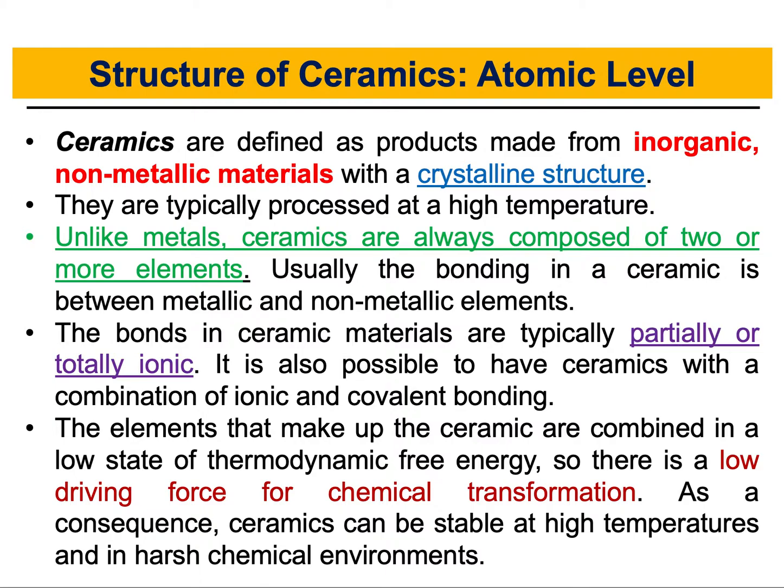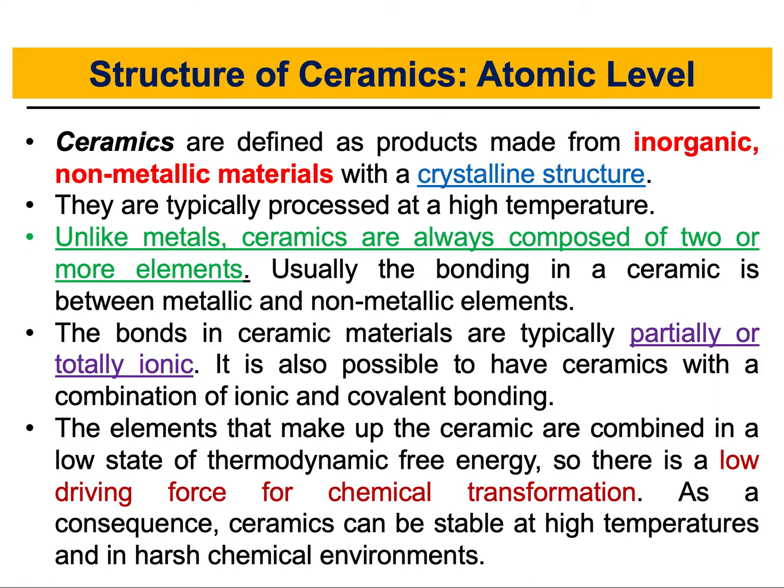Interestingly, they have crystalline structure. Sometimes they don't have crystalline structures, but most times they have crystalline structures. So we want to keep these in mind when we study or think about ceramics: inorganic material elements, they are non-metallic, and also they have crystalline structures. Also, they're typically processed at high temperature, because they withstand a lot of temperature. Unlike metal, ceramics are always composed of two or more elements. So we can't find ceramics made of one pure element. Usually the bonding in a ceramic is between metallic and non-metallic elements. That's important. So you will have a metal and a non-metallic element, and they can form a ceramic.